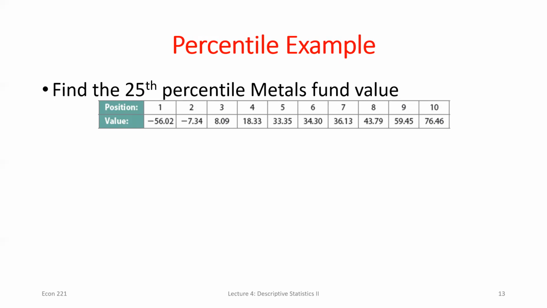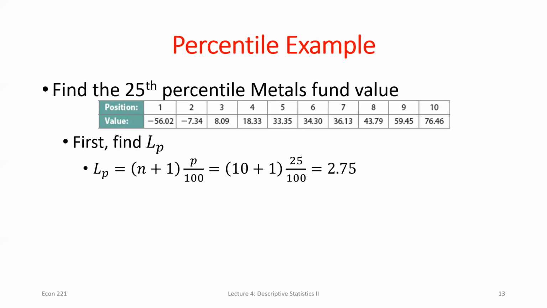N plus 1 times whatever percentile we want over 100. So for us, the position that's going to give us the 25th percentile, which is what we're looking for here, we do 10 plus 1 times 25 over 100. That's going to tell us the position that has the value that would be the 25th percentile. So we go ahead and do that, we get 2.75. Well, it's not an integer, so this is a problem, right?